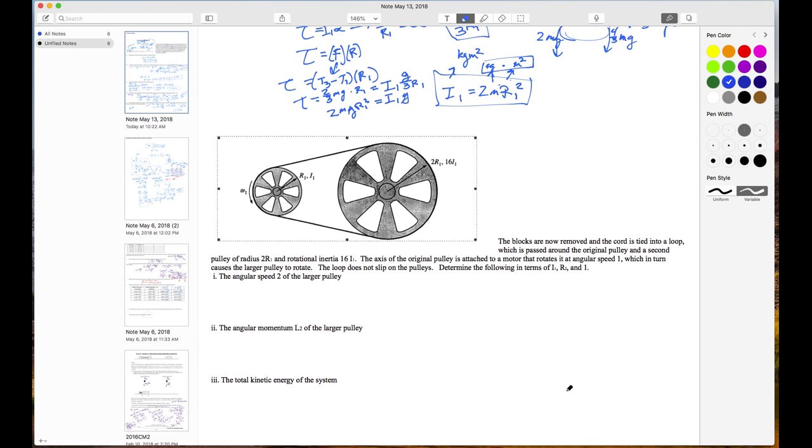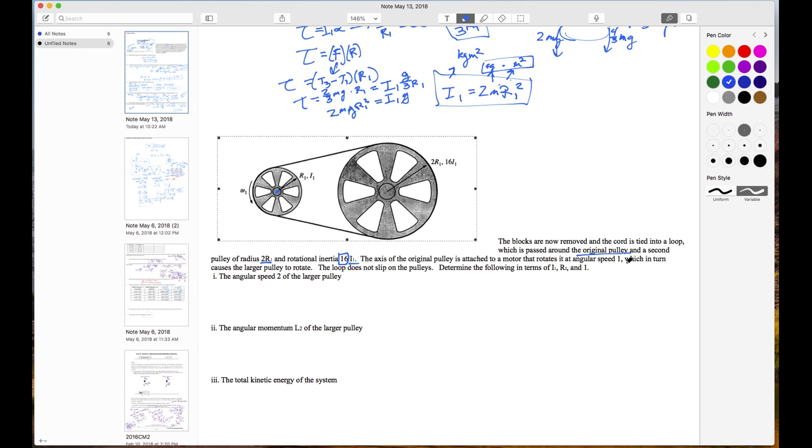So the blocks are now removed, and the cord is tied into a loop, which is passed around the original pulley and a second pulley that's way bigger. Rotational inertia that's 16 times as big as I1, which we have just calculated. And the radius is 2R1. The axis of the original pulley is attached to a motor. There's a motor right there.